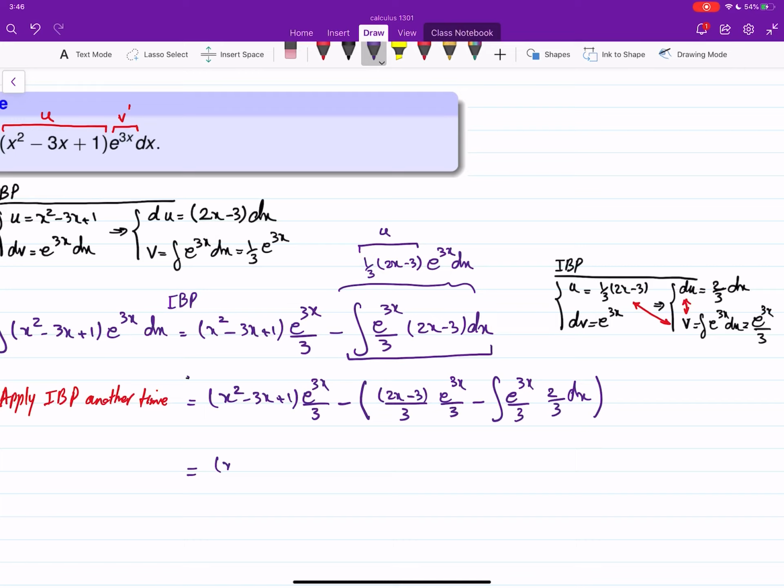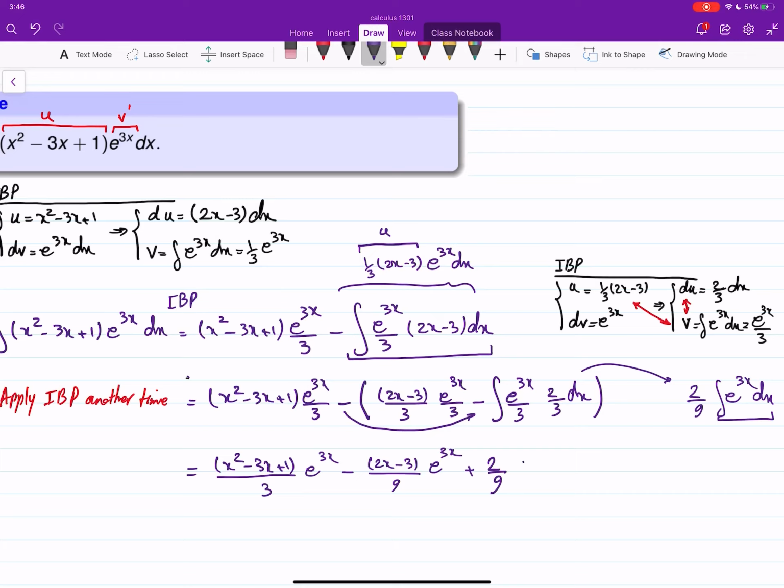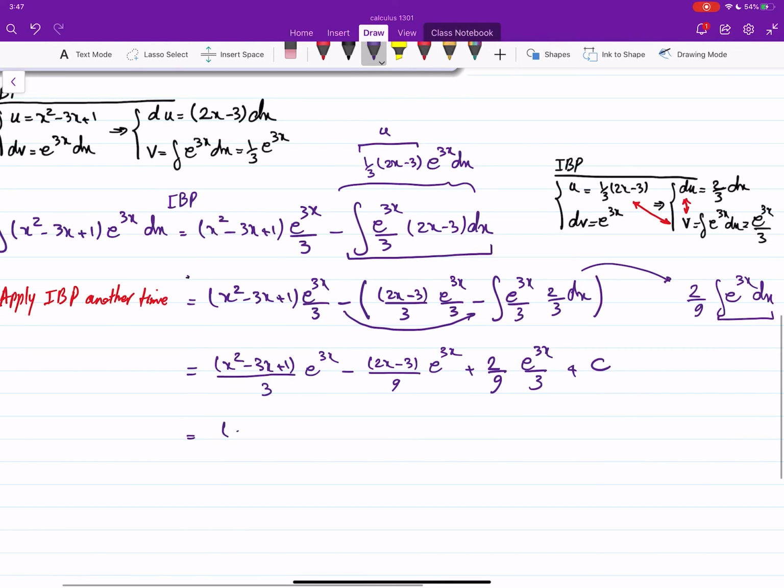Now, doing that step another time gives me, let me just write all these steps, and remember this minus, you need to multiply inside. And well, look at this last integral. This is basically 2 over 9 of the integral of e to the power 3x dx. I know what is that part, so I can write 2 over 9 e to the power 3x over 3 plus c. And then, well, this can be simplified, definitely. X squared minus 3x plus 1 over 3 minus 2x minus 3 over 9 plus 2 over 27, all times e to the power 3x plus c.